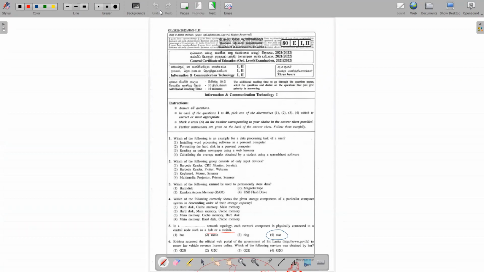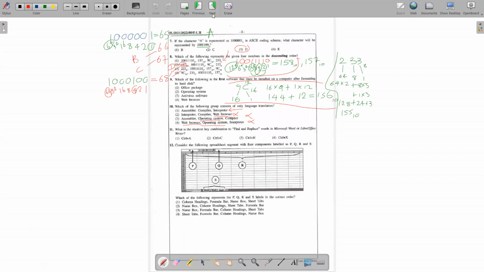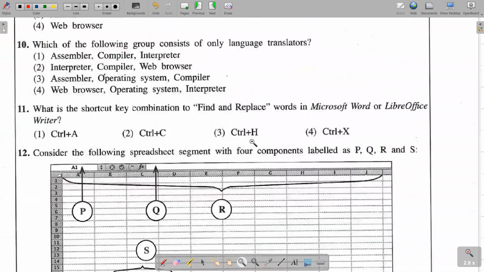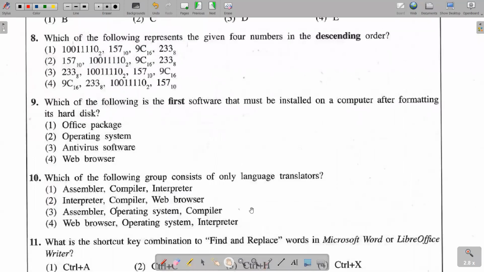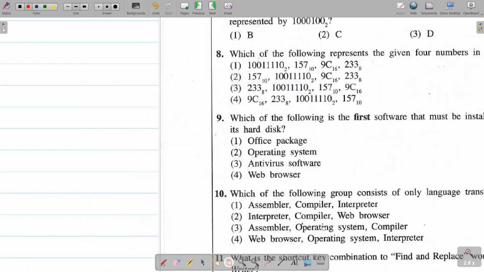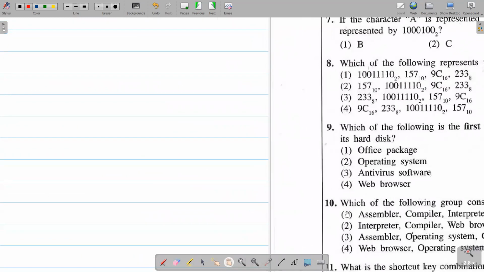Yes. The first question that you have asked me to discuss is 8. So it's on the next page. Yes, in 8, it is asking which of the following represents the given 4 numbers in descending order. As I remember, they come up with very close values, like 157, 156. Let's see.